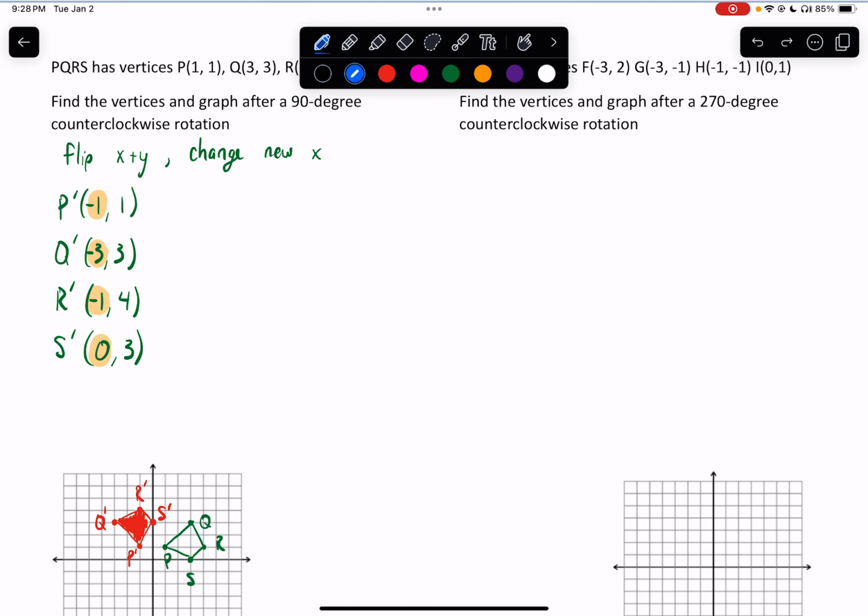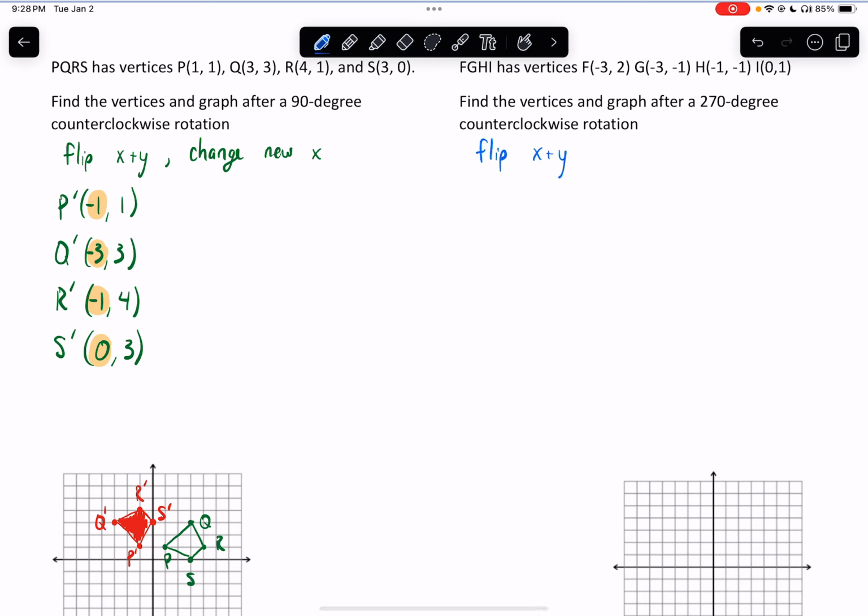Then moving on to the last one that we have here, 270-degree rotation. And what you'll notice here is a 270 and a 90-degree rotation are really, really similar to each other. So with a 270 counterclockwise rotation, I'm still going to flip my x and my y. It's just now I'm going to change my new y, the 270-degree rotation. And so when I do that, I'm going to go F prime, G prime, H prime, and I prime.